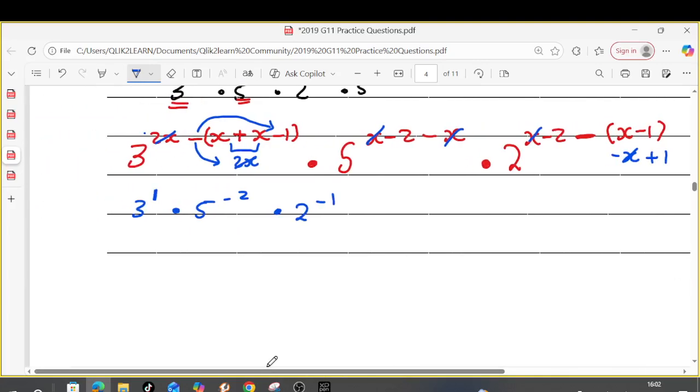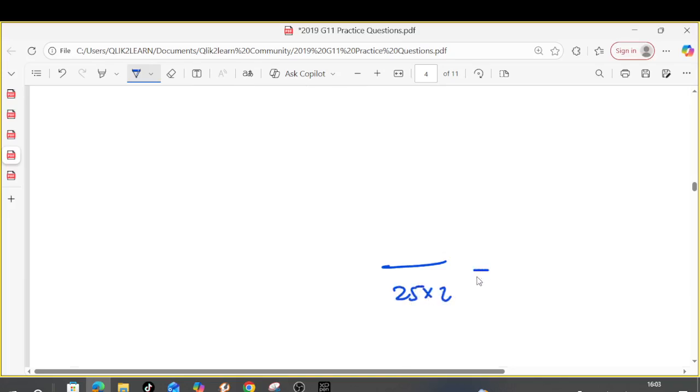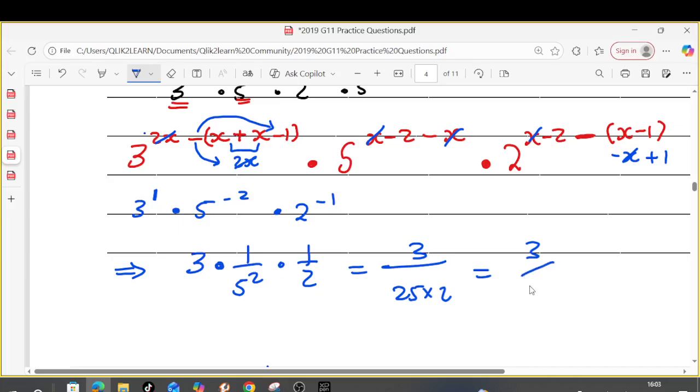I hope we did this right. Now if it's not right, please work it out on your side. We'll discuss it on the group, don't worry. But I think everything is good. So 3 times 5 to the power minus 2, I can write it as 1 over 5 squared times 1 over 2. So on top I have 3, on bottom I have 25 times 2. Let's hope this is right. You see now, 3 over 50. Our answer is 3 over 50.